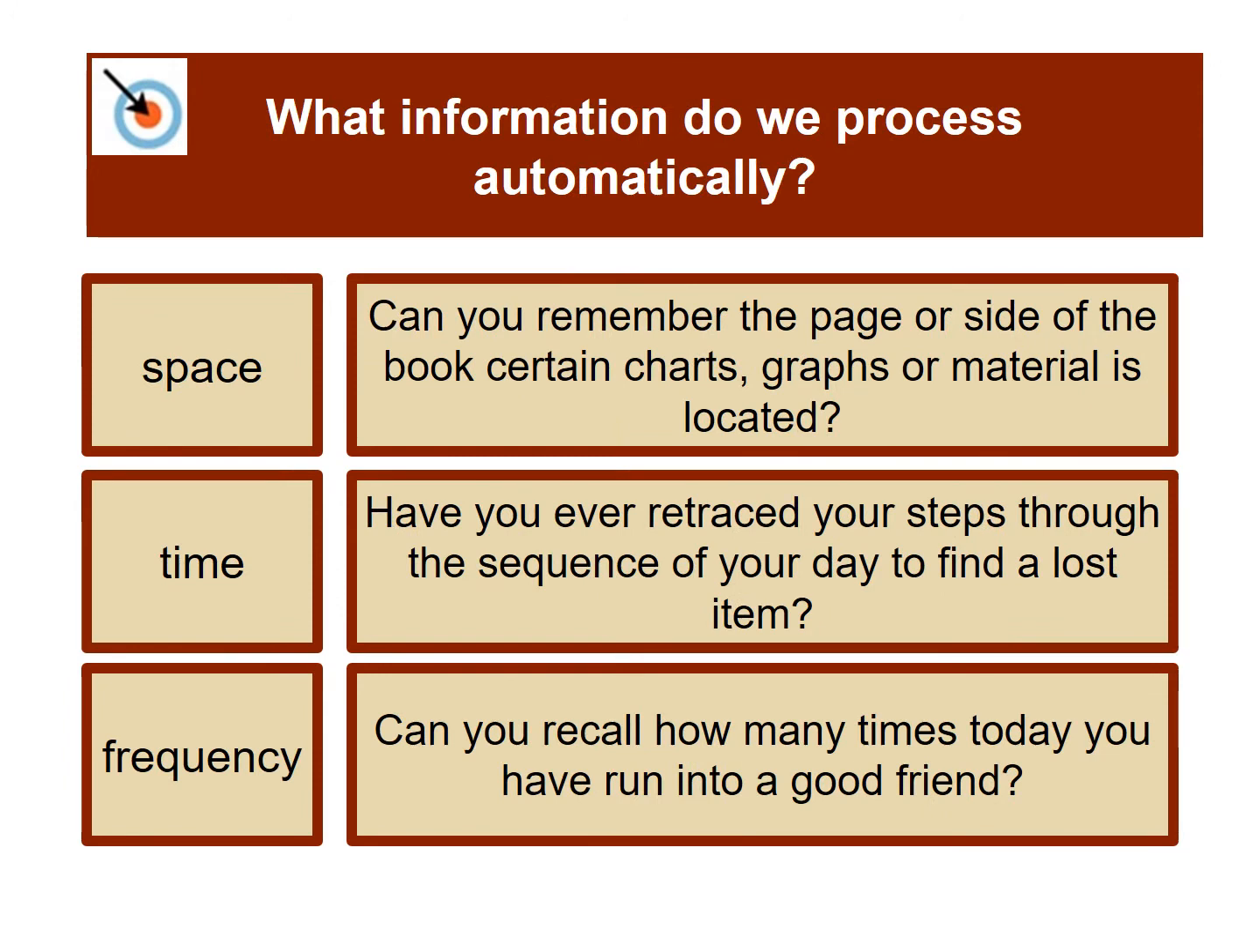So, what does that mean? Space, time, and frequency: what information do we process automatically? Can you remember the page or side of the book where certain charts, graphs, or material is located? Or if I asked you to remember where the restorative justice jobs are located or where the core values are posted in certain classrooms, could you remember that? That's an example of space. Time: have you ever retraced your steps through the sequence of your day to find a lost item? And frequency: can you recall how many times today you have run into a good friend?